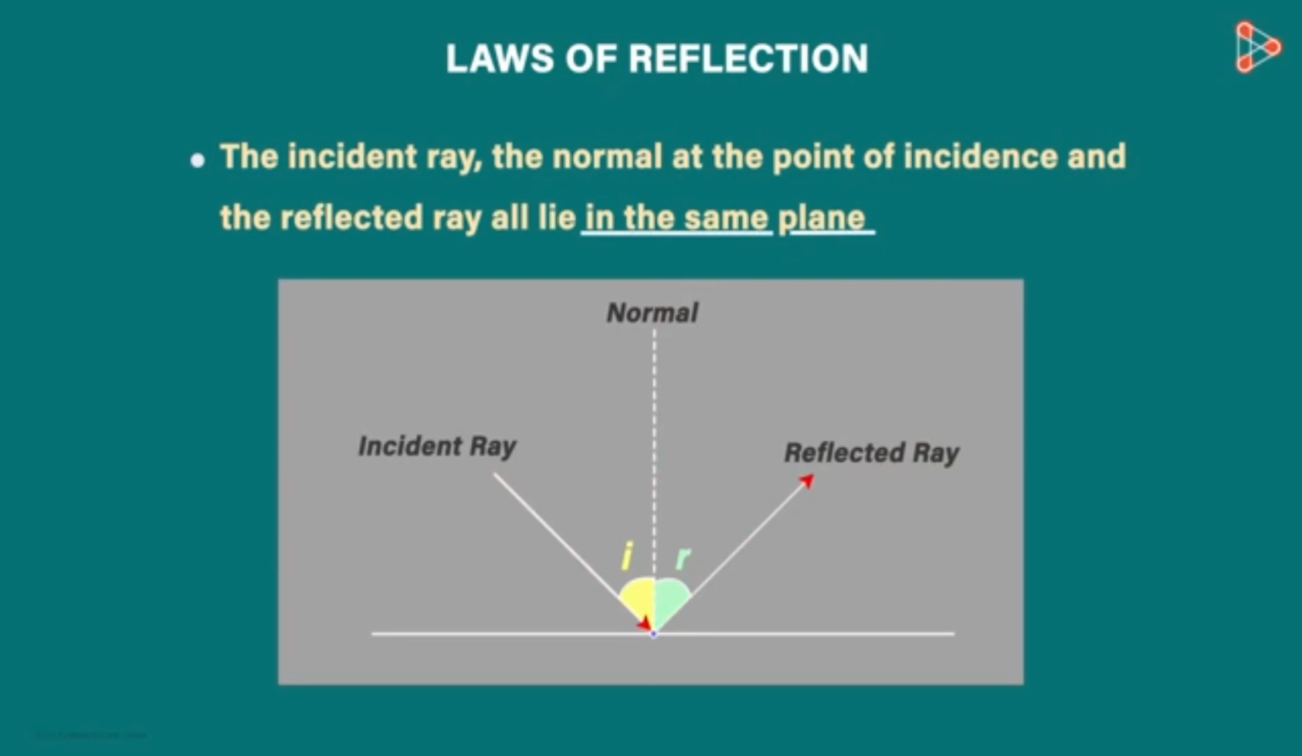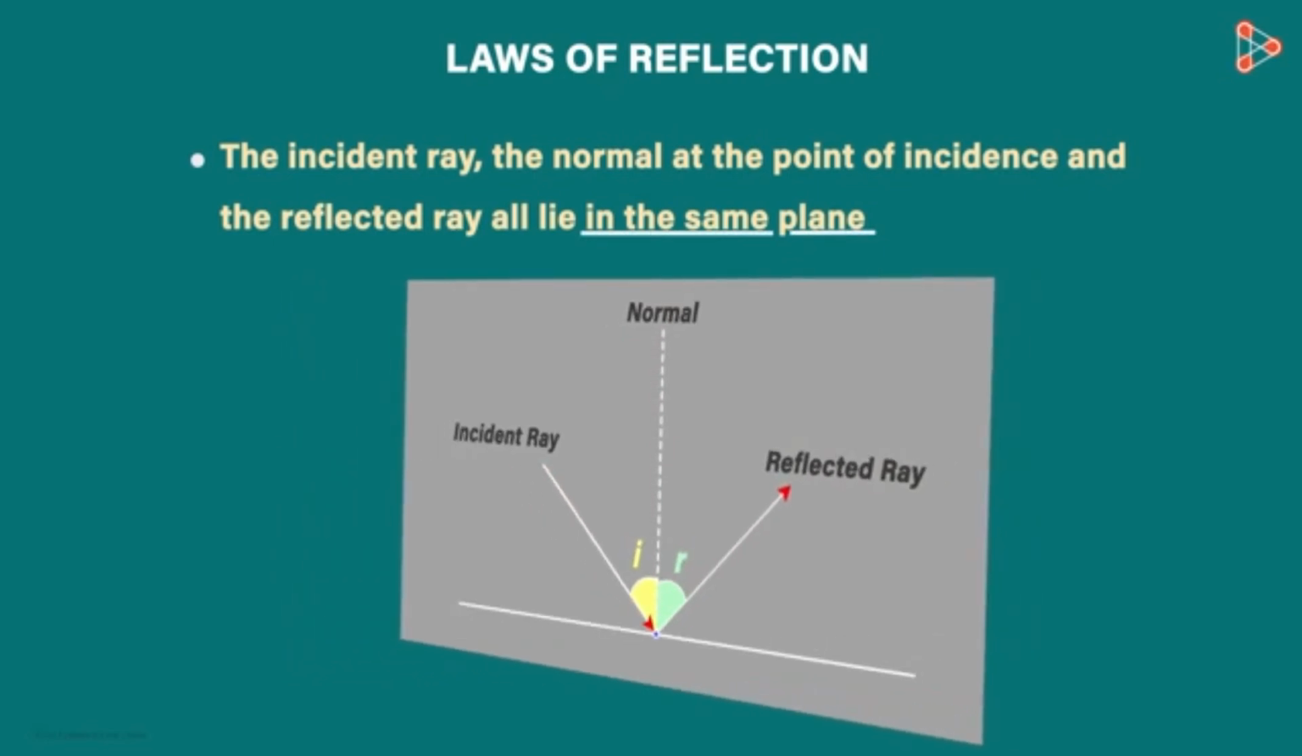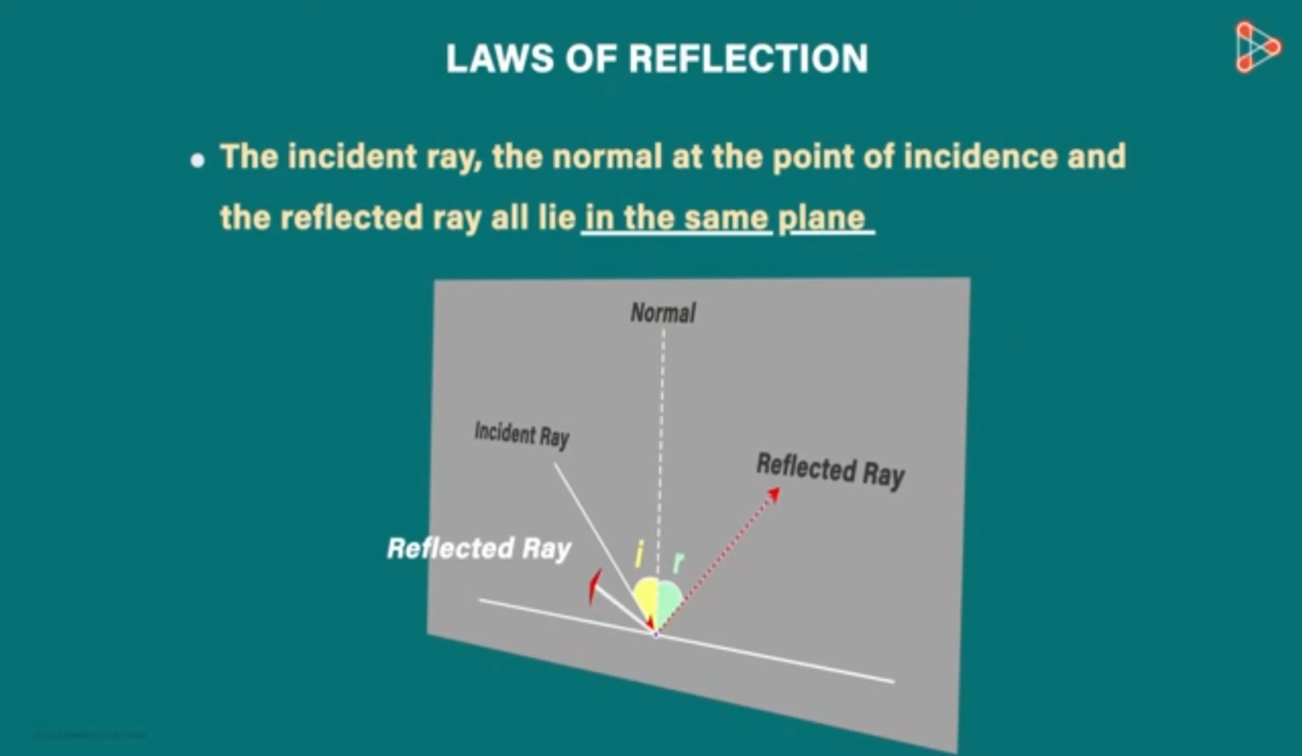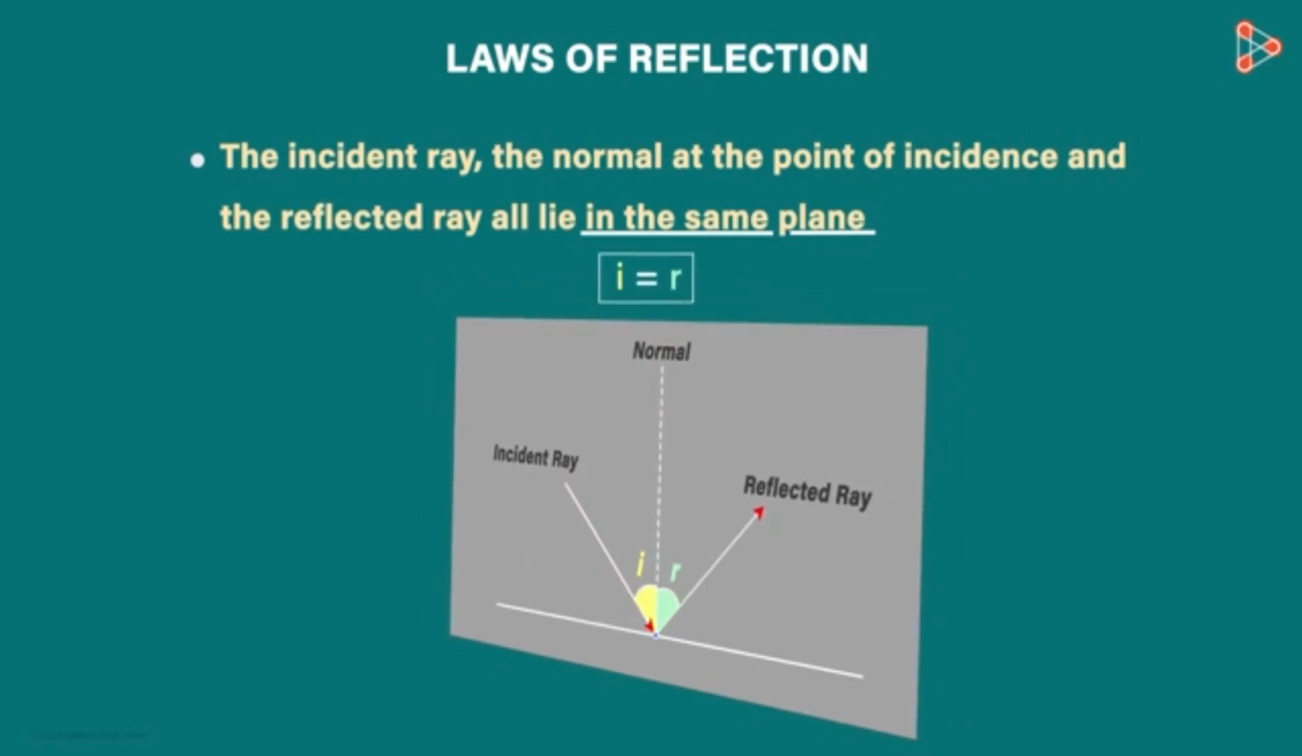For example, if the reflected ray is in this direction instead of this, then the diagram will look like this. The incident ray and normal are in the plane of the paper, whereas the reflected ray is not in this plane. This violates our second law, and hence, this ray will not be reflected in that direction. This is just not possible. It can only be like this. I will be equal to R, and they will lie on the same plane. I hope both the laws are clear now.